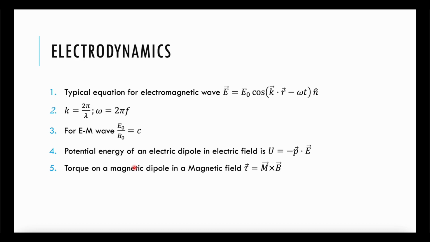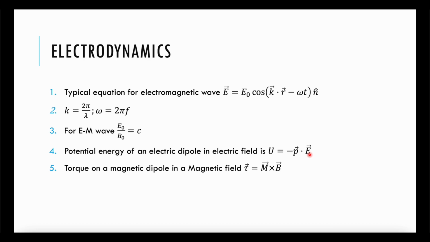And there was one problem about the potential energy of an electric dipole in an electric field, which is U equals minus P dot E, which is minus PE cosine theta. So you have to think what is the initial potential energy and what is the final potential energy, and for work done you have to calculate the final potential energy minus the initial potential energy.